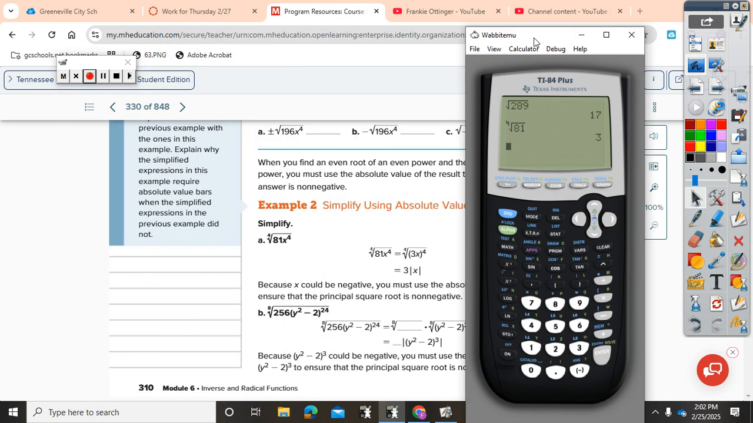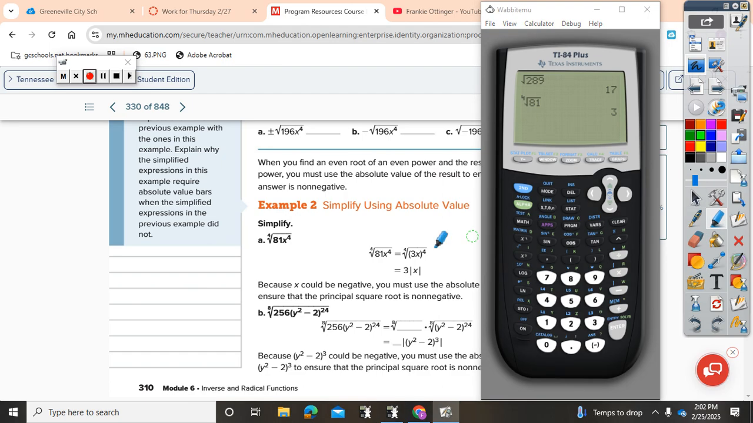And then how do they get just x? Well, they did the exponent by the index. So that's x to the 1. You don't have to write a power of 1. And then why did they do absolute values? Because the root was even, the power is even, and the answer is odd. And when that happens, you use absolute values.